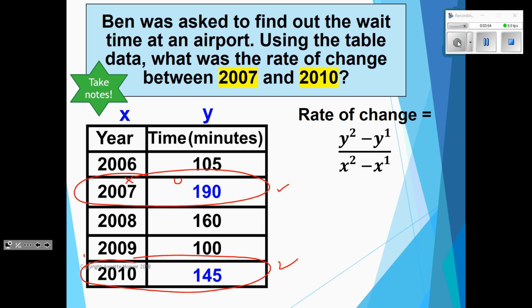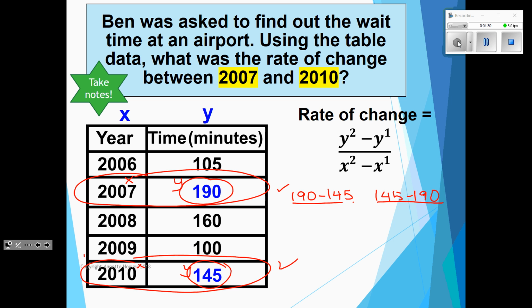This is x, this is y, this is x, this is y. Now you have to subtract the y's on the top. We have 190 and 145. So the question always is, how do I know which one is y1 and which one is y2? It doesn't matter as long as you keep it consistent. And here is what I mean by that. First job is to subtract the y's on the top. On the y's we have 190 and 145. So I can either do 190 minus 145, or I can do 145 minus 190.